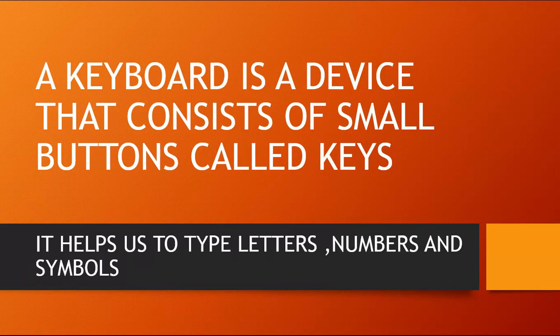So a keyboard is a device that consists of small buttons called keys. Each of these buttons will have some writing on top. Like you will find some letters on top, and you'll find numbers written on top of the keys. You will also find some symbols in the upper side, the numbers below, and how to operate those symbols I will tell you also. Now we can say that this particular keyboard helps us to type letters, numbers, and symbols.